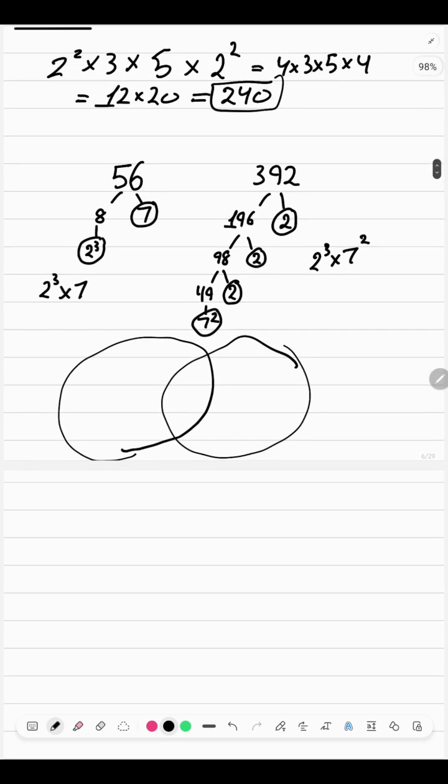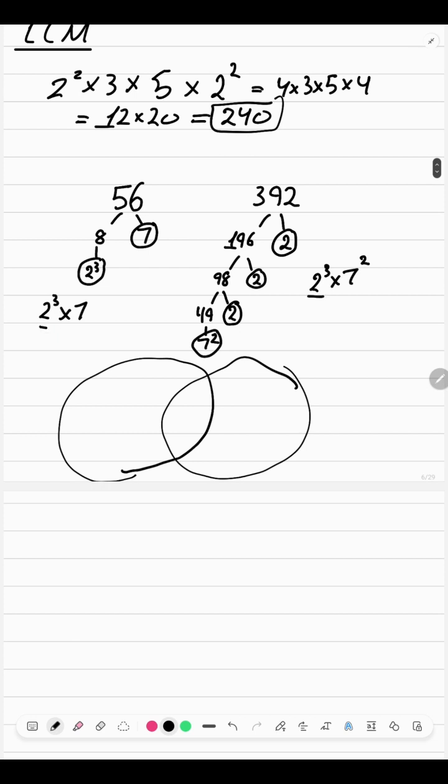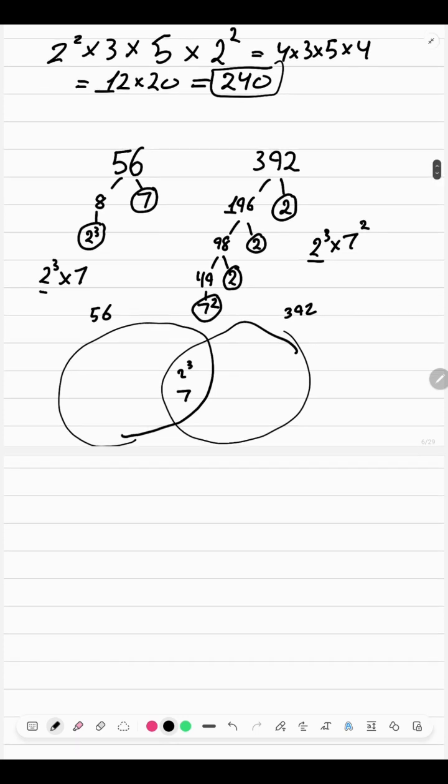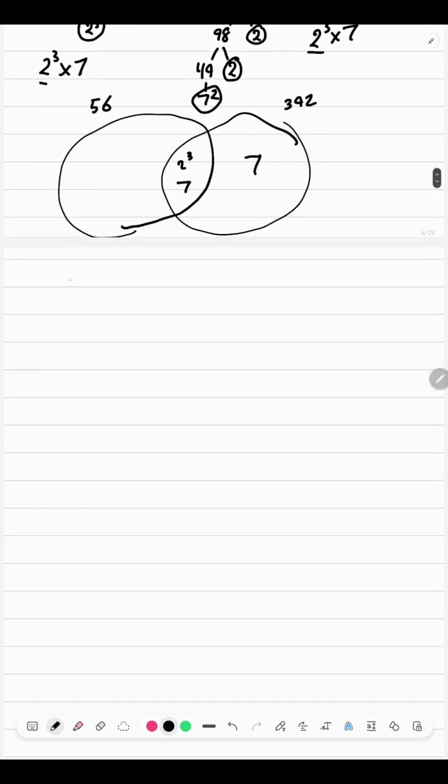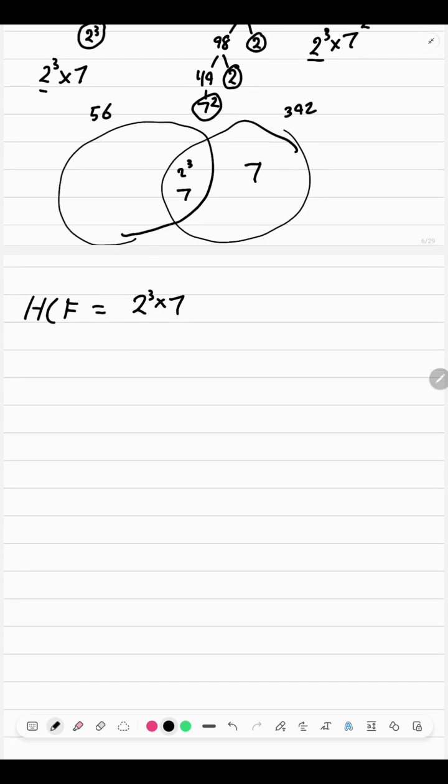We can now draw another Venn diagram. We'll put 2 cubed in the middle here, and we'll put 1 7 in the middle too. So this is 56, this is 392. So then we'd have 1 7 left here, and nothing for the 56 because everything's gone down in the middle. So therefore, the highest common factor would be the numbers in the middle multiplied by each other. So 2 cubed times 7, which we know is just 56.